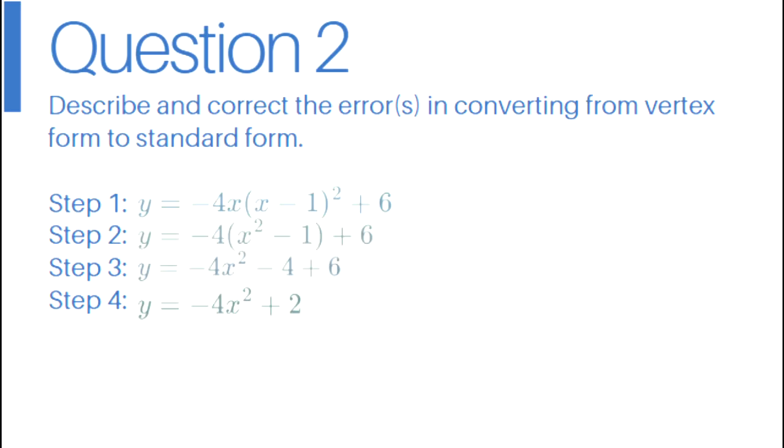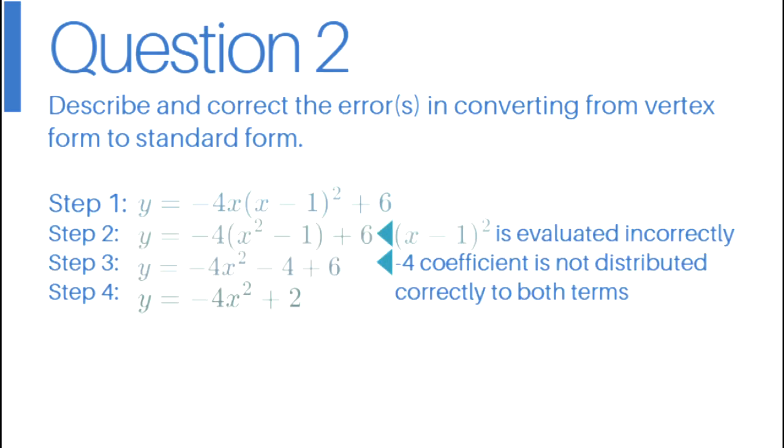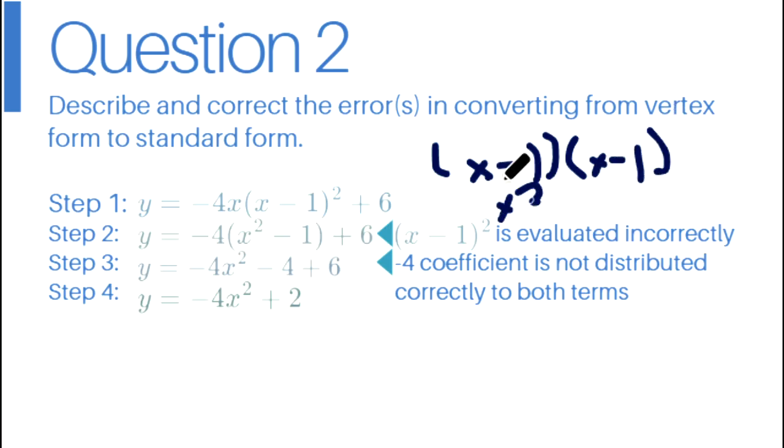Describe and correct the errors in converting from vertex form to standard form. Pause the video, look at this, see if you can figure out where they went wrong, and then come back. Okay, so in step 2, the x minus 1 squared is evaluated incorrectly. It should have been split into x minus 1 times x minus 1, which when you multiply it out becomes x squared. And then we have negative x and negative x, so minus 2x. And then we have negative and negative, so positive 1.